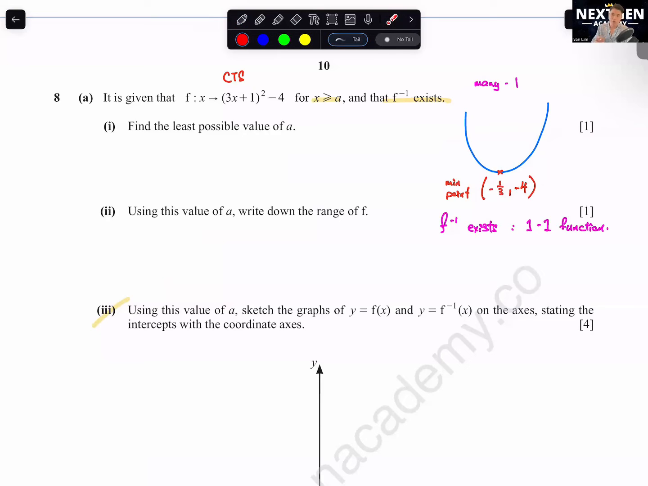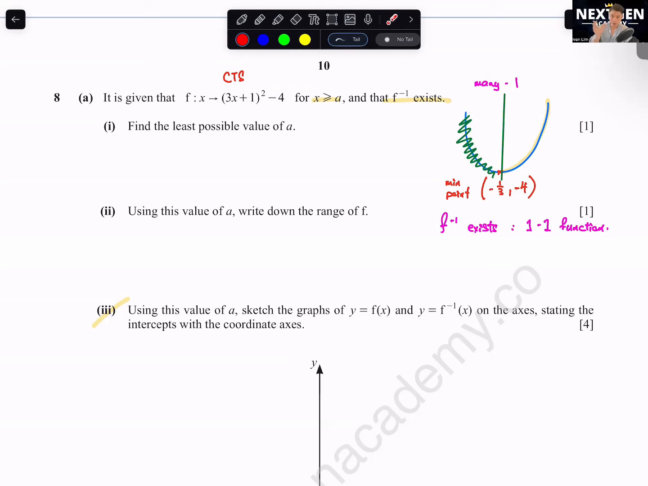This is a very common question for quadratics. How do I change the many to one to one to one? You are just going to cut off right in the middle at the turning point. So I don't want this part anymore. I only want this part here because they say x is more than or equals to a. Anyone don't understand this theory first? Clear? Okay, my explanation is clear.